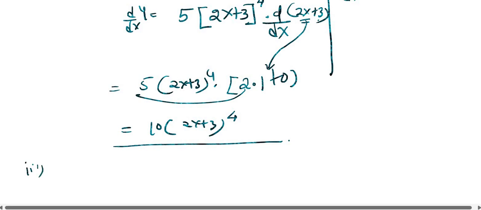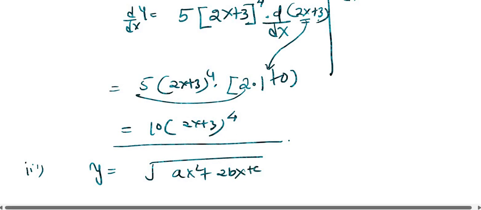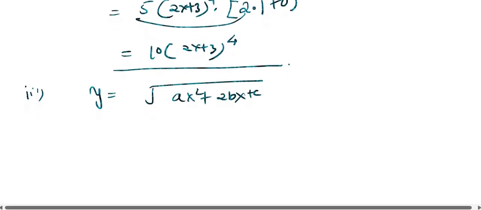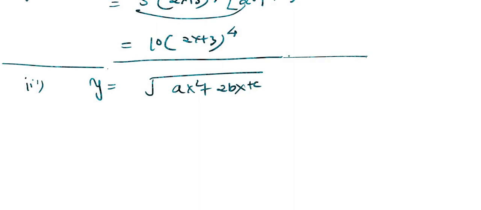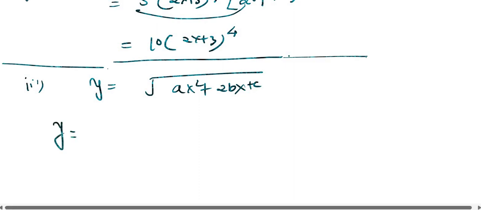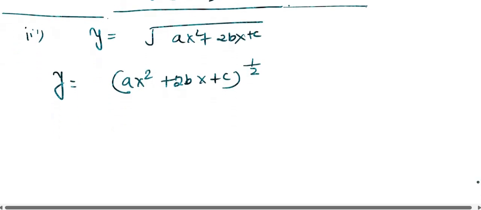Now let's see the third part of it. y equals root of ax square plus 2bx plus c. So this is the question. Can I write (ax square plus 2bx plus c) power half? Can I write like this? Pause it and try to solve it on your own.